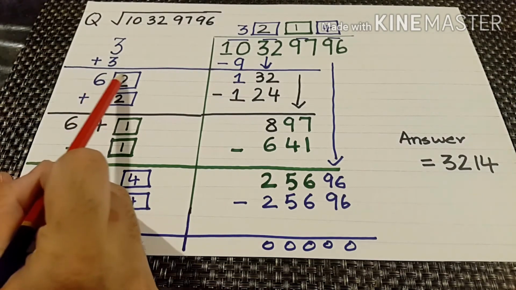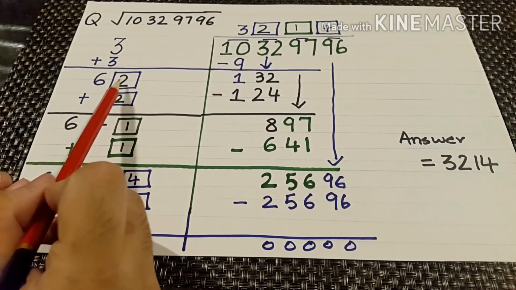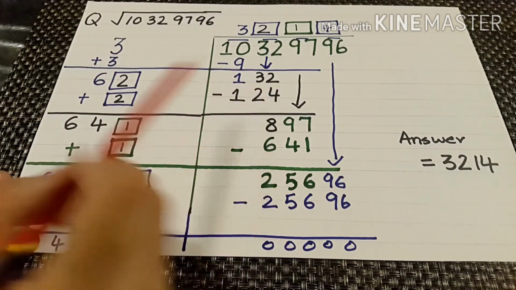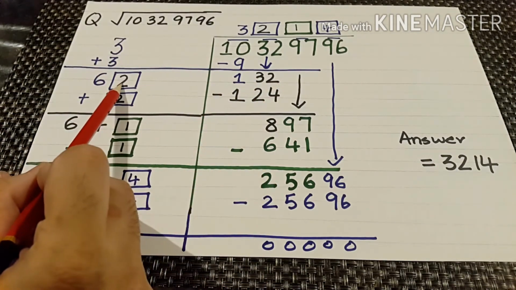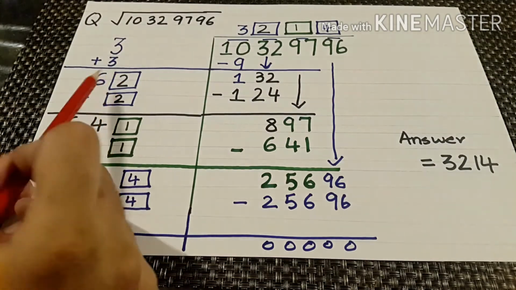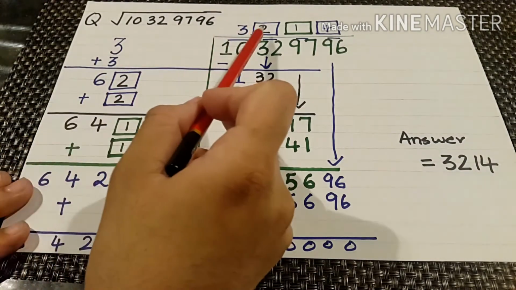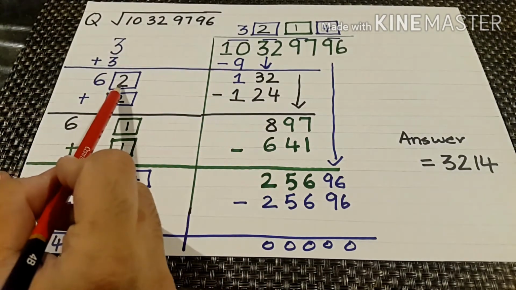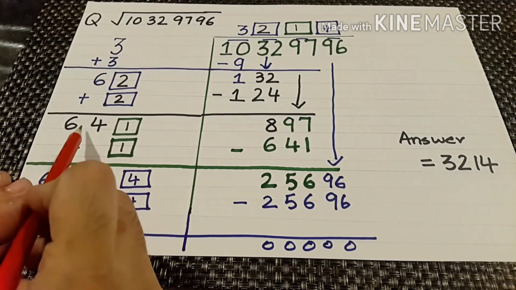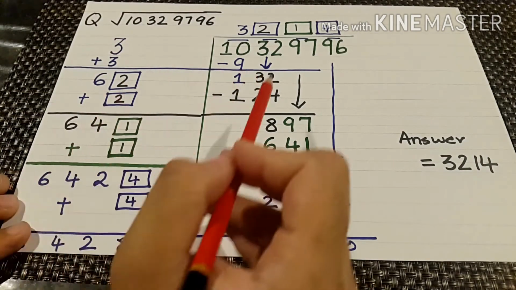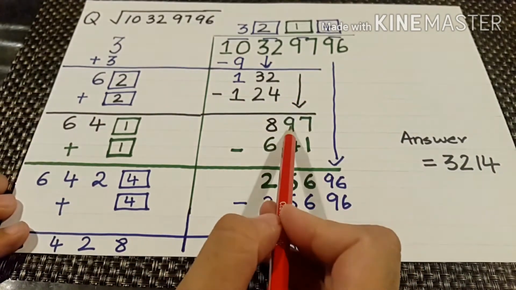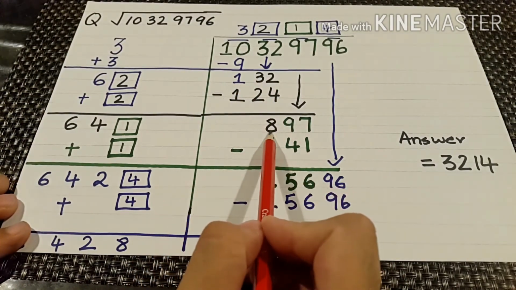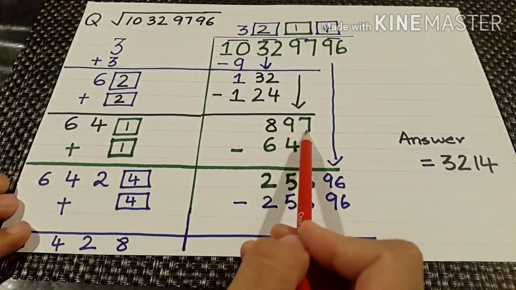Now what number should be placed that, when multiplied, gives a number closer to 132? That is 2. Now we write 2 here, 2 here and 2 here. This means 62 is multiplied by 2. So we get 124, whereas 62 plus 2 is 64. Now we bring down this pair here. By subtracting 124 from 132 we get 8. We bring down this pair 97.